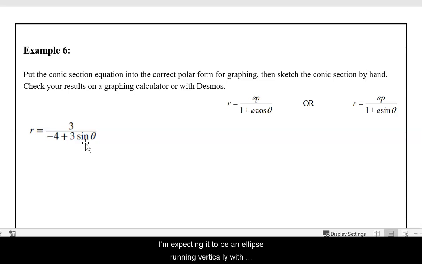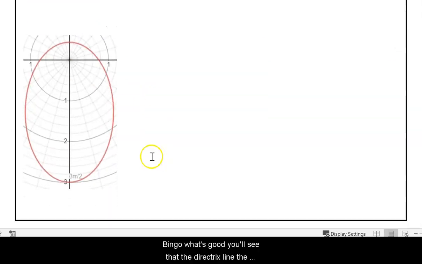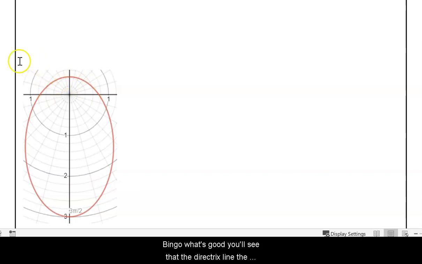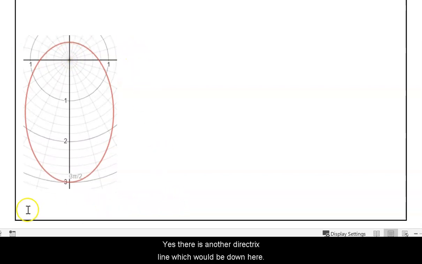I'm expecting it to be an ellipse running vertically with the directrix above the pole. Let's see how we did. Bingo! Looks good. You'll see that the directrix line, the closest one to the focal point here, is going to be above the pole. Yes, there is another directrix line which would be down here.